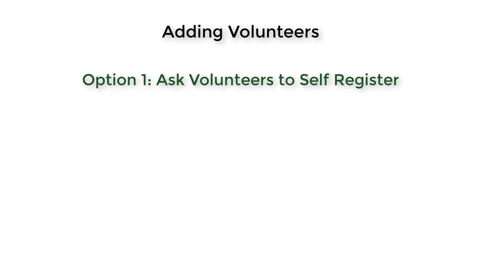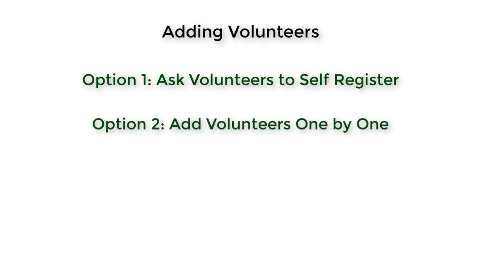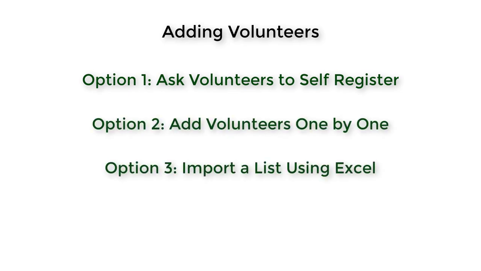You have three options for adding volunteers to your Track It Forward organization. You can ask them to self-register, you can add volunteers one by one, or you can import a list of volunteers using an Excel spreadsheet. You can decide what makes the most sense based on your workflow.